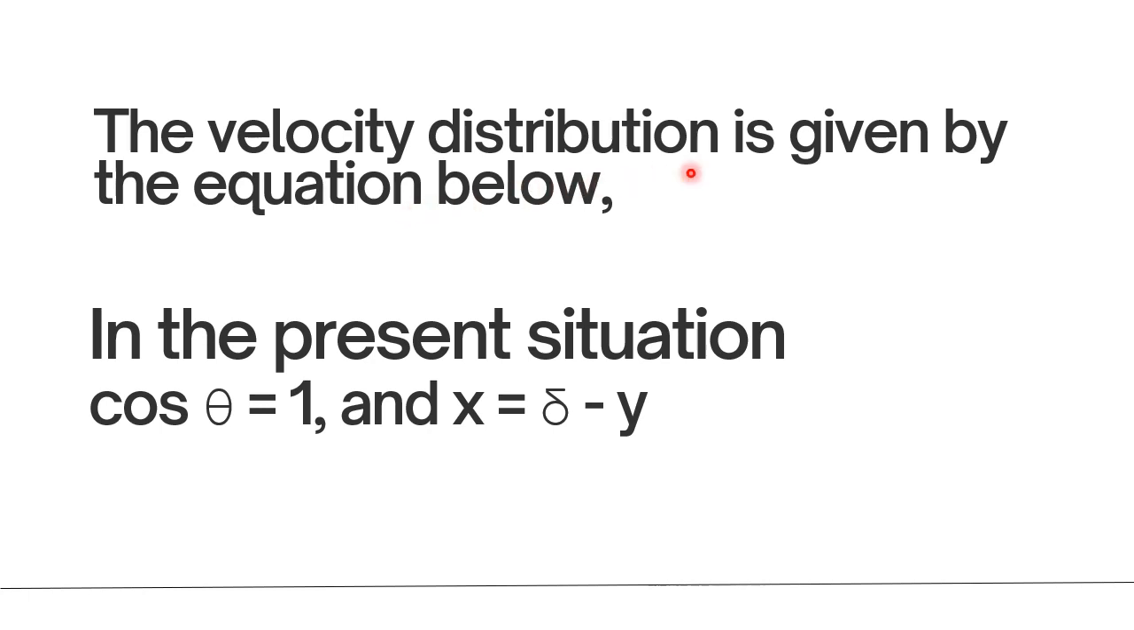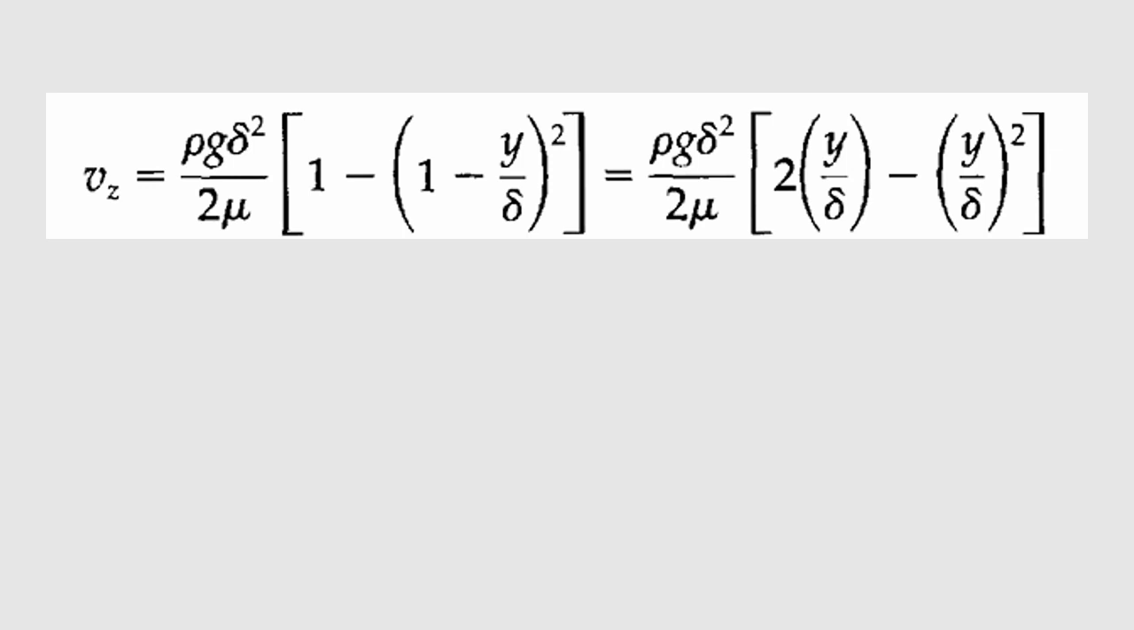The velocity distribution is given by the equation below, considering cos theta equal to 1, that is theta equal to 0 degrees, and x equal to delta minus y. Delta is, I think, the film thickness we have seen. So this is the velocity profile equation. Vz is equal to rho g delta square by 2 mu into (1 minus y by delta) whole square, and upon the simplification, means upon the expansion, we get this particular equation.